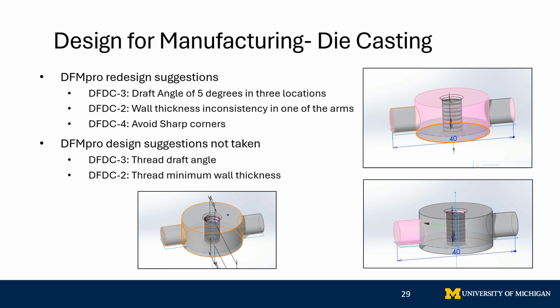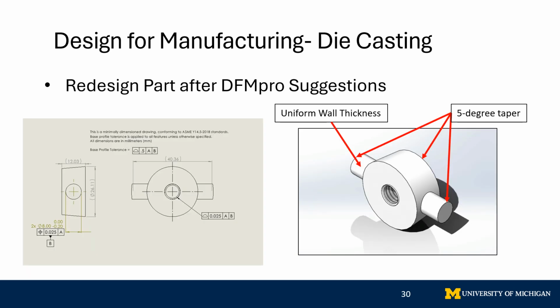Once the cost was calculated, we put the design in DfM Pro and redesigned it. The first three suggestions were the draft angle of 5 degrees, the wall thickness inconsistency, and the sharp corners. The suggestions that were not taken into consideration were the thread draft angle and thread minimum wall thickness, since we're going to use a screw device and we felt DfM Pro did not have the correct suggestions. Here's the 2D drawing and the redesigned isometric view after the DfM Pro suggestions.